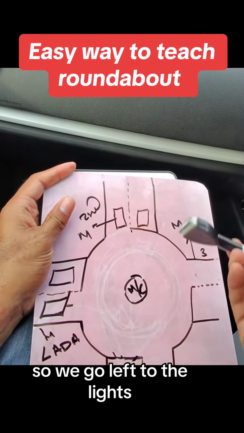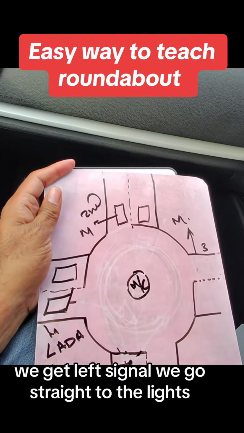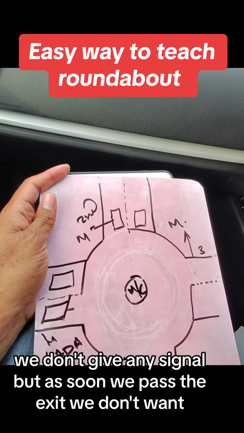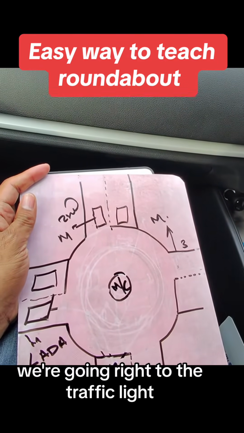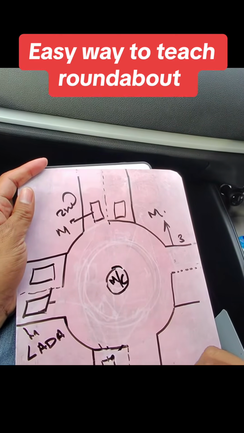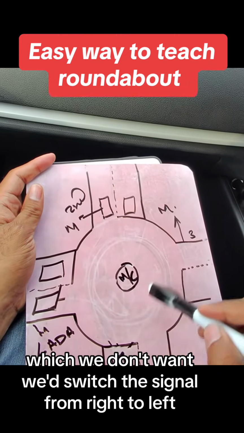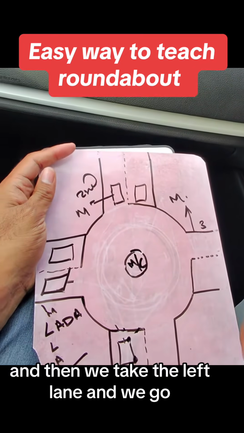So we go left at the lights, we go left at the roundabout, we give left signal. We go straight at the lights, we don't give any signal. With the roundabout, we don't give any signal, but as soon as we pass the exit we don't want, we give left signal. At the traffic light, if we're going right, we give right signal to start with, and then we keep it right. But on the roundabout, as soon as we pass the exit which we don't want, we switch the signal from right to left, and then we take the left lane and go where we want.